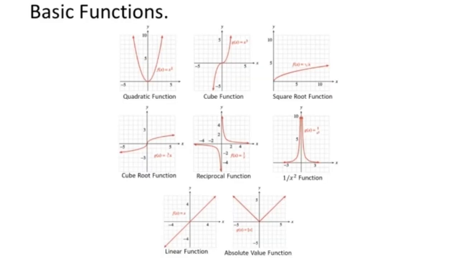Section 3.5, Transformation of Functions. Here's a table of a few basic functions and their graphs. We've already seen linear functions in the past. The most basic linear function is f of x equals x. In the previous homework, you should have seen and graphed the absolute value function, which makes this V shape.